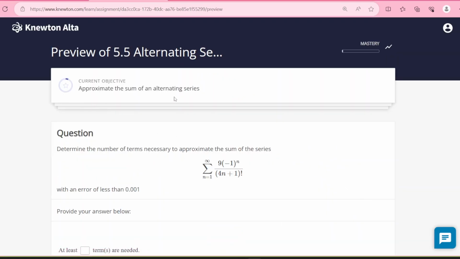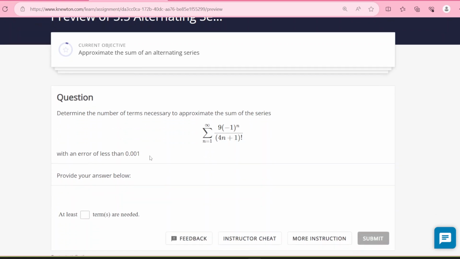All right, so we're asked to do the same kind of thing here. Determine the number of terms. Now this is just how many terms would be necessary. So in the last example, that would have been 2 terms, right? The sum of the first 2 terms from the last example gave me the desired level of accuracy. So we're asked to determine the number of terms necessary to approximate the sum of this following series. So this is another convergent alternating series with an error of less than, again, 1,000th.